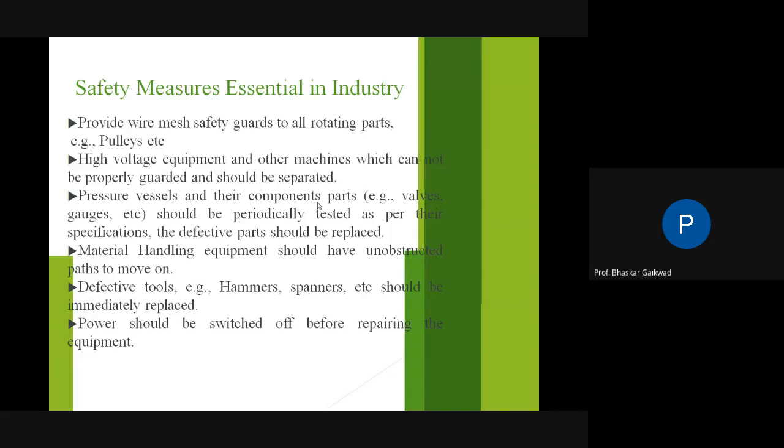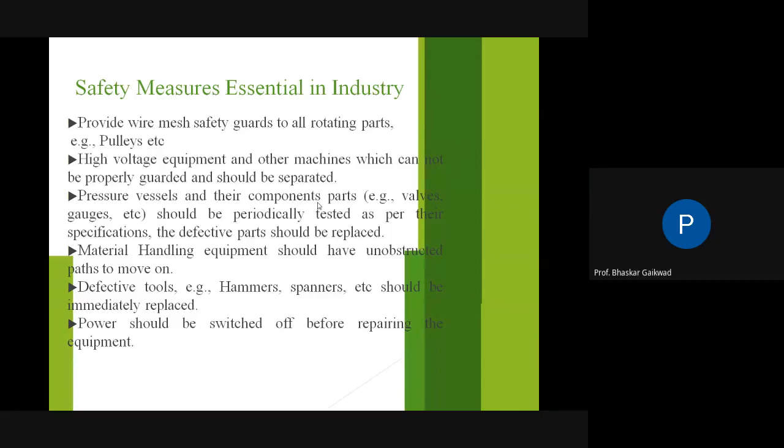Defective parts should be replaced. Pressure vessels are dangerous parts in the sugar industry and chemical industry. If we do not control the pressure, definitely an explosion will happen. So we need to check. There should be preventive maintenance, and if possible, remove the defective part and replace it with a new part.